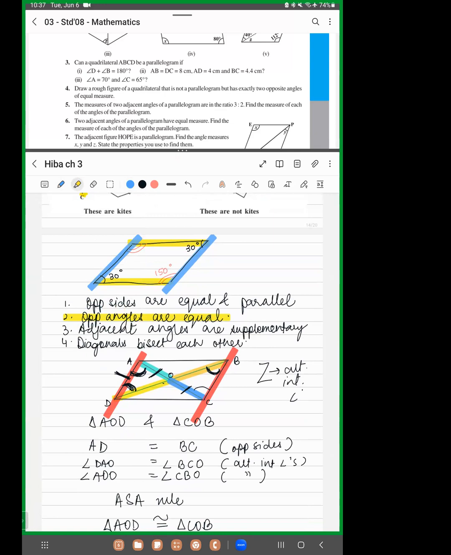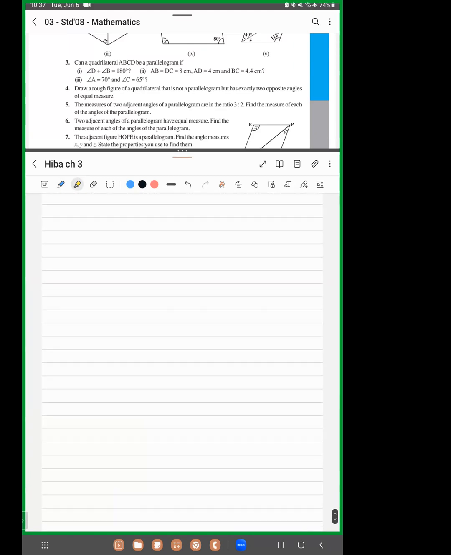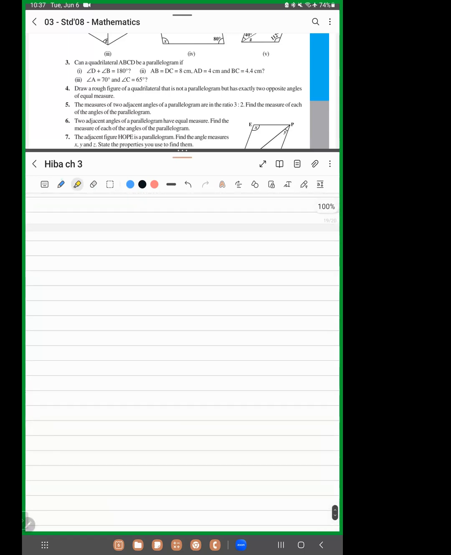ठीक है. फिर next question पे आते हैं. Draw a rough figure of a quadrilateral that is not a parallelogram but has exactly two opposite angles of equal measure. चलिए करते हैं. Oh, sorry, question number 4. It's not a parallelogram but has two opposite angles of equal measure.